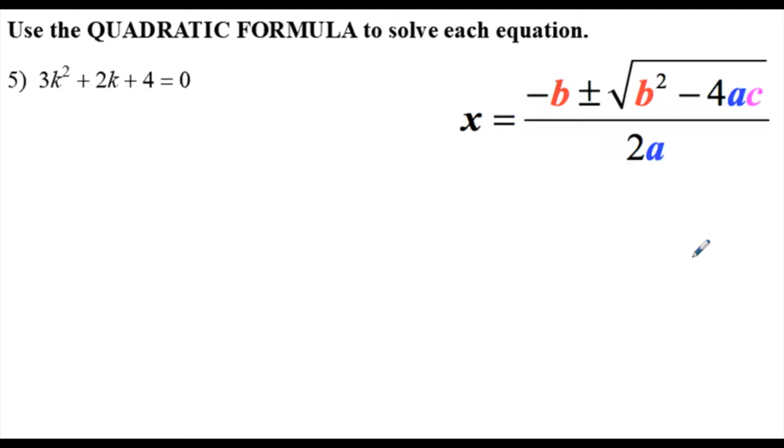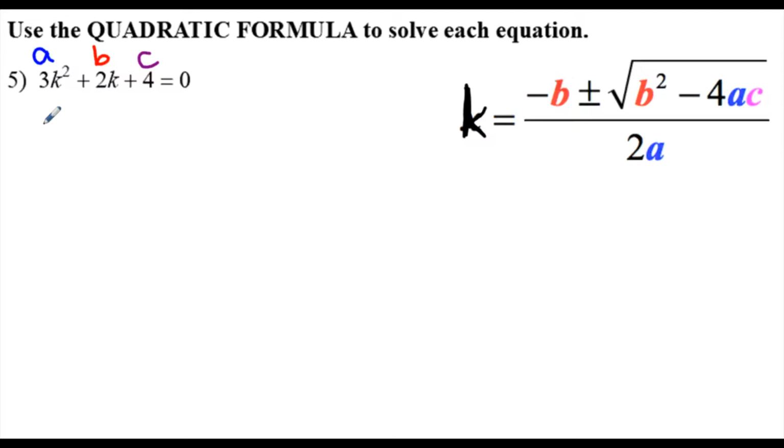So you see the quadratic formula has different numbers, a, b, and c. Those are the coefficients in your problem. So a is 3, and b is 2, and c is 4. So you get those straight from the equation, and you just plug them into the formula. This problem doesn't have an x in it, it's a k, right? So k is going to equal negative b plus or minus square root of b squared minus 4ac all over 2a. So let's get to it.